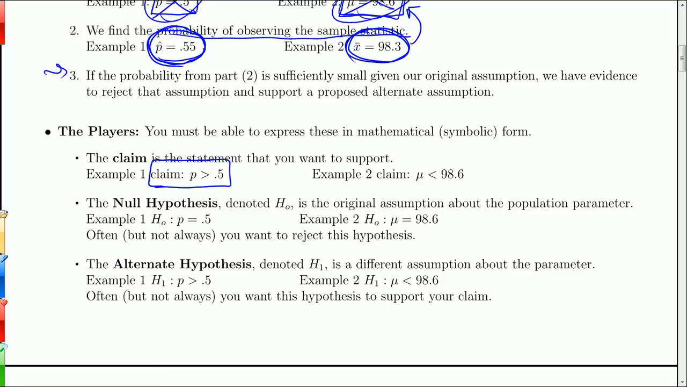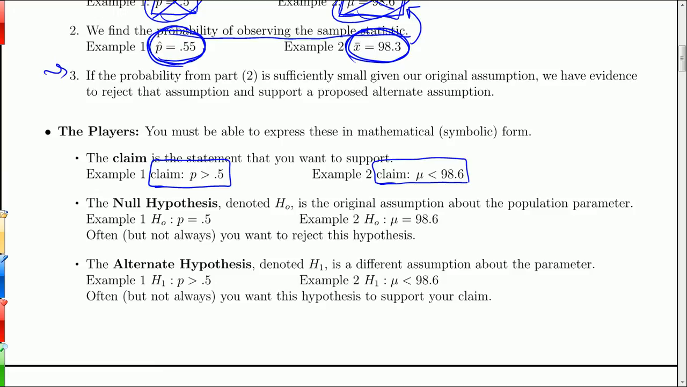The claim is that P, the proportion of all commuters who use cell phones, is greater than 0.5. The claim is that mu, the population mean body temperature, is less than 98.6. So that's my claim in mathematical terms.